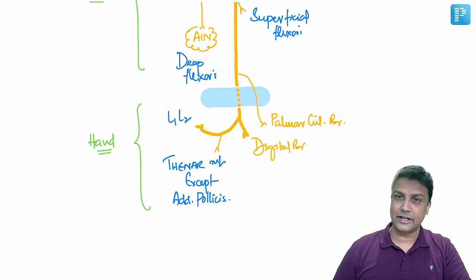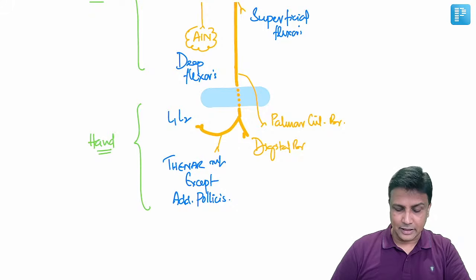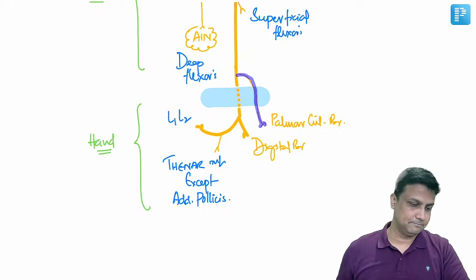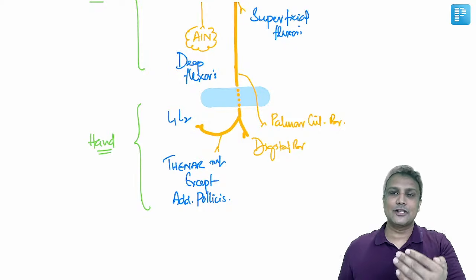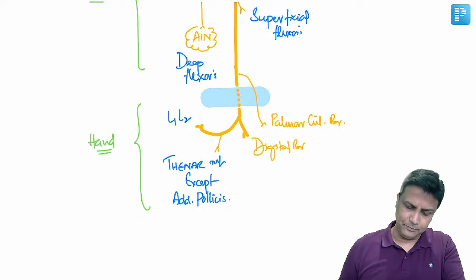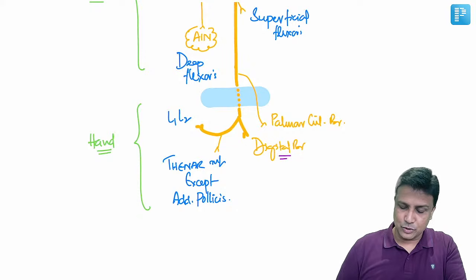So please be very careful. Palmar cutaneous branch is a branch of median nerve only, but that is going to come above the flexor retinaculum. Median nerve is actually going beneath the flexor retinaculum, but palmar cutaneous branch is going to come above the flexor retinaculum. Now sir, what is the difference between these two here?